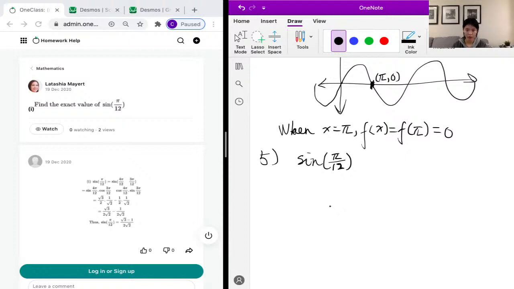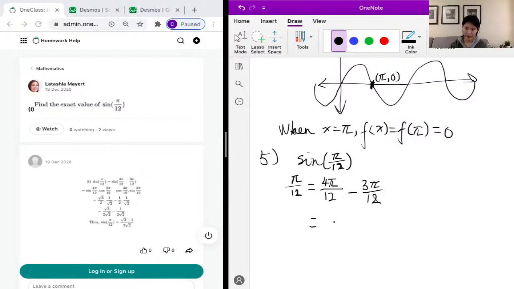Well, in this case, the best way to do it is to try to write this angle in terms of one of the angles in the special triangle. So let's write pi over 12 as 4 pi over 12 minus 3 pi over 12, because 4 pi over 12 minus 3 pi over 12 is pi over 12, so we can write it this way and the angle still has the same value.